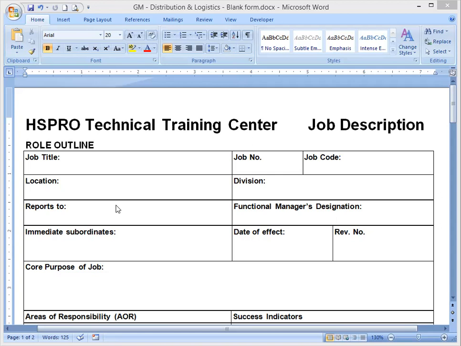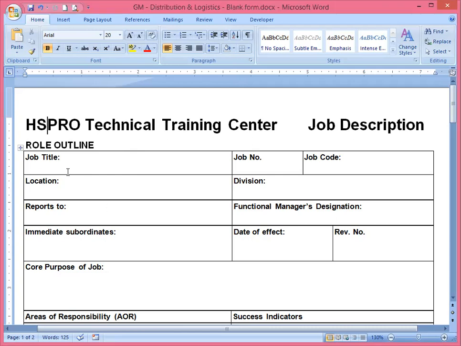Now I'm going to show you a sample of how to write a job description of a general manager in distribution and logistics. Let's start with the role outline of the job.